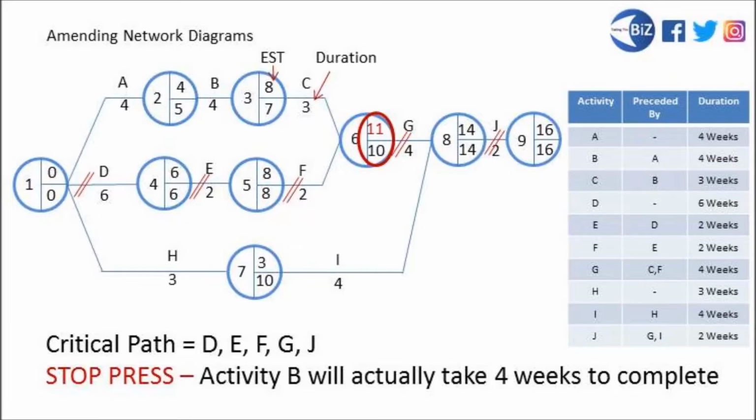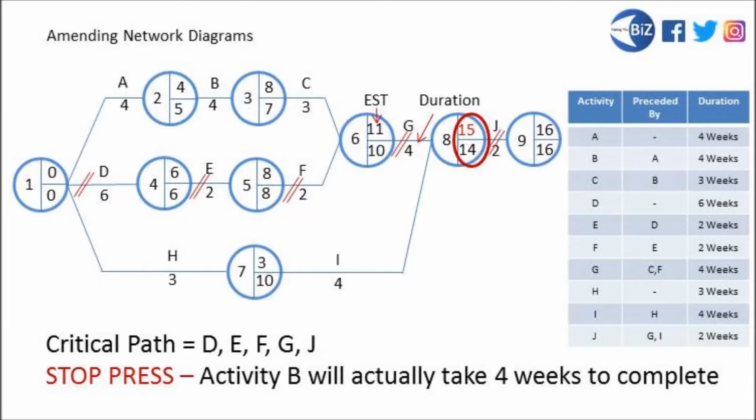It has an impact on activity J as well. Look at the earliest start time for G. We've just changed it. It's now 11 weeks. G is going to take us 4 weeks. 11 plus 4 is not 14 any longer. We've got to amend that for 15. Now, crucially, this is going to make a change to the overall duration of our project.